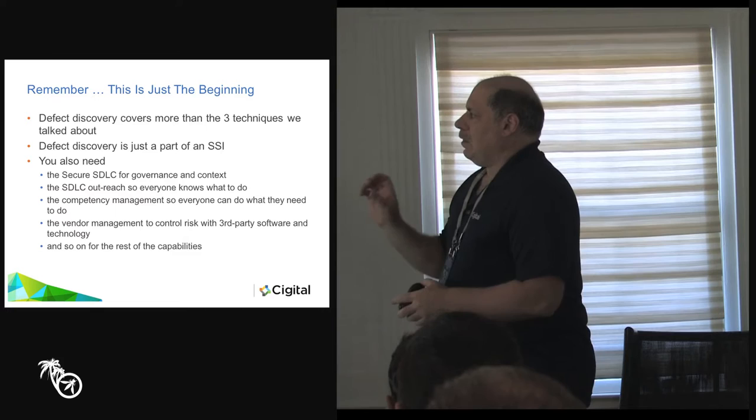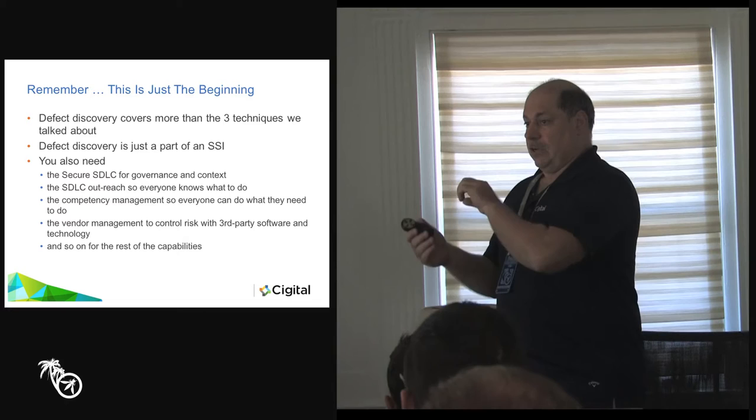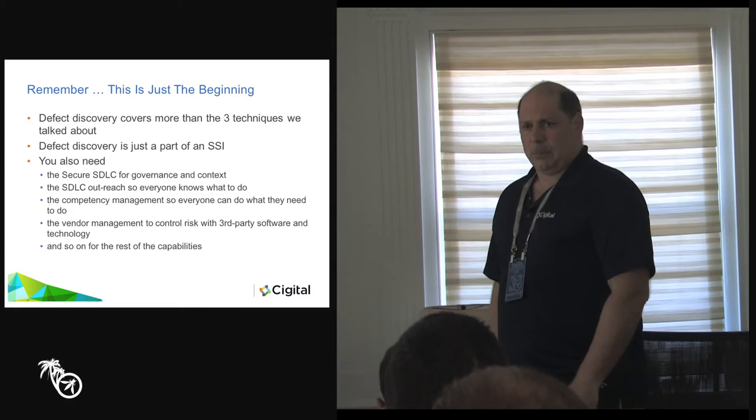So again, these slides will be up there, so you can go back to slide 3 and see what the list of 20 was. There were like 6 defect discovery ones. We talked about 3. There's still things like fuzzing and some other stuff. But even that was only part of a much bigger set of activities that you need to do, from things like guidance and metrics, and there's just a bunch of other stuff to do. So we kind of scratched the surface with these 3.